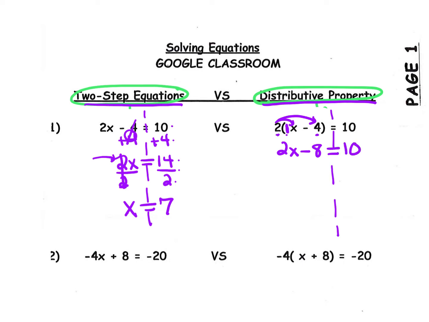Now it's time to solve this equation. We've eliminated the parentheses, so add 8 to each side and zero out that particular term. We get 2x equals 18. And then let's get rid of the coefficient of 2. Divide both sides by 2. What you do to one side, you have to do to the other. And x equals 18 divided by 2. Well, that's 9.